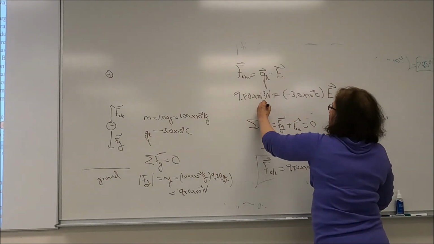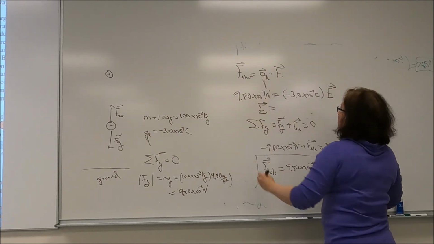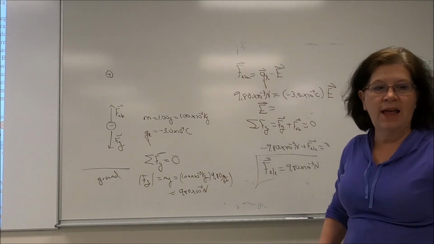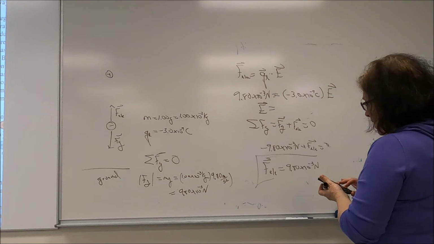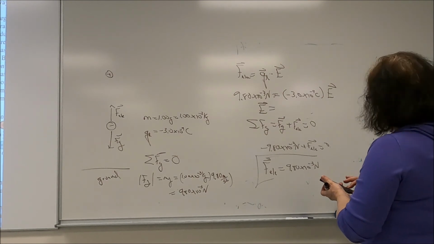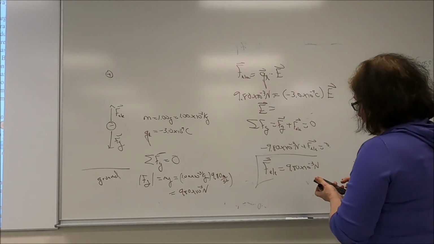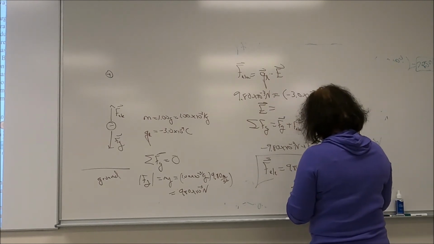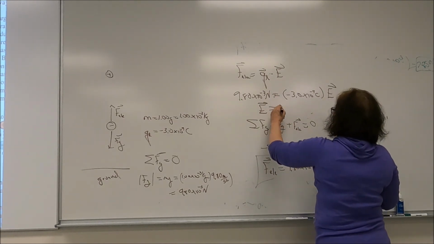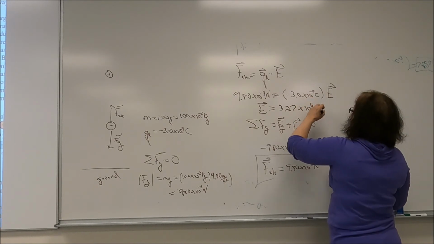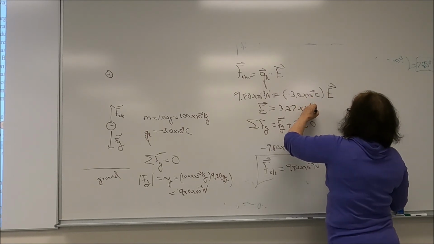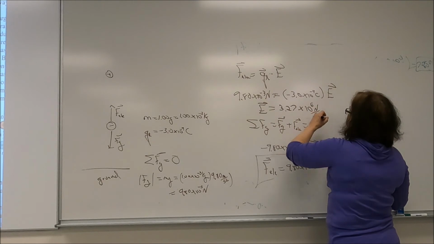Okay? So if I solve for E, I'm going to take 9.8 times 10 to the -3 divided by 3.0 times 10 to the -9, and I get 3.27 times 10 to the 6, and that's newtons per coulomb.